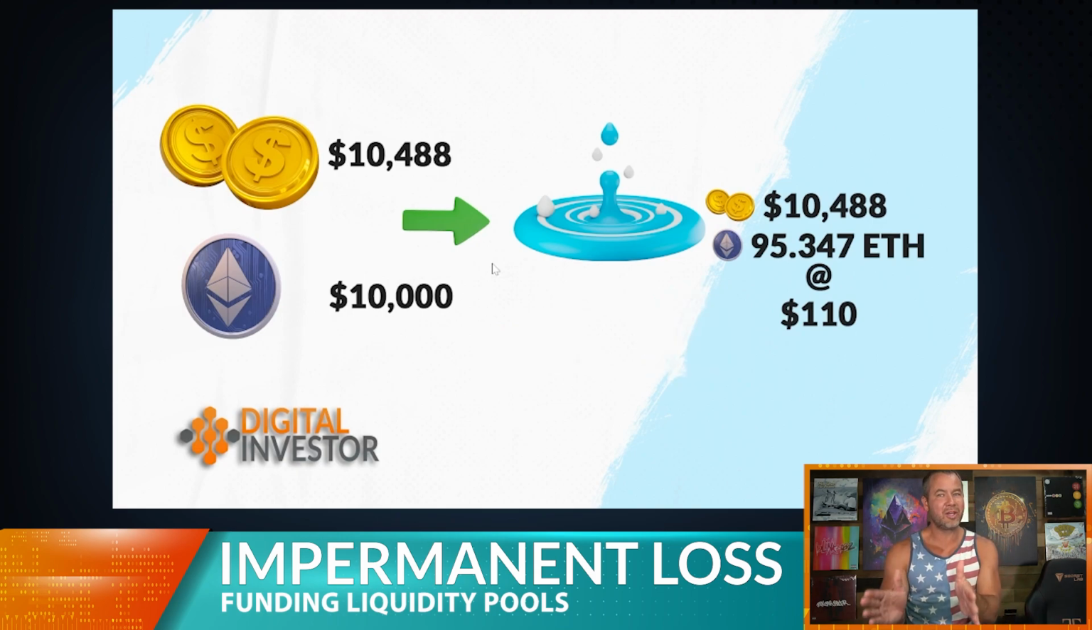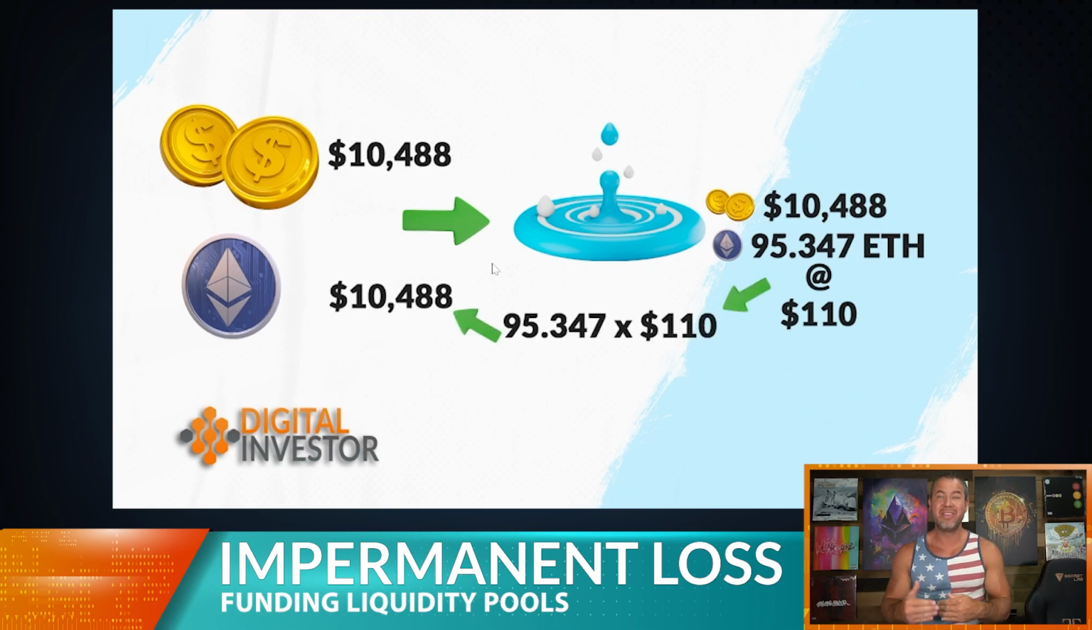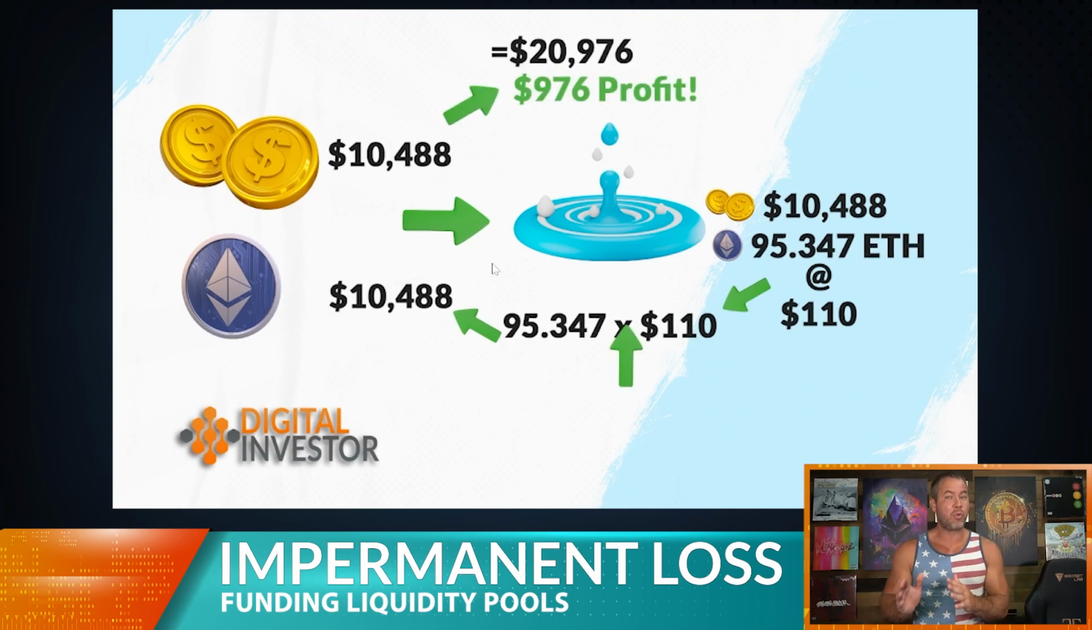Now, let's go see what the liquidity provider has now, because they've provided the liquidity pool with this stuff. So where is their current value at, or where do they stand? Obviously, they have $10,488 in the liquidity pool. If they were to withdraw, they could have that right now. In Ethereum, they have $10,488. Remember the 50-50 thing? So the math works out 95.347 Ethereum times $110 per Ethereum now at the current price of Ethereum, meaning they smacked a whopping $976 profit. Not bad, right? But hold on a second.